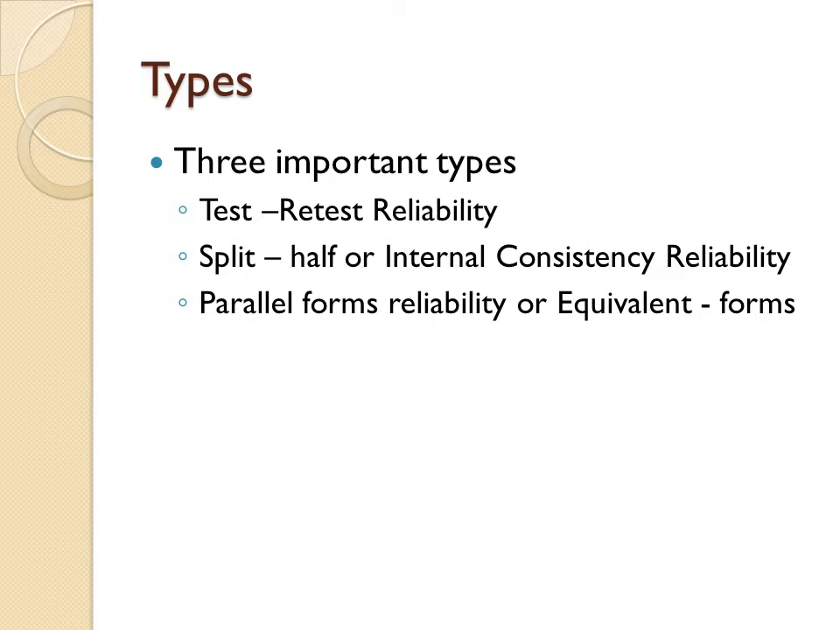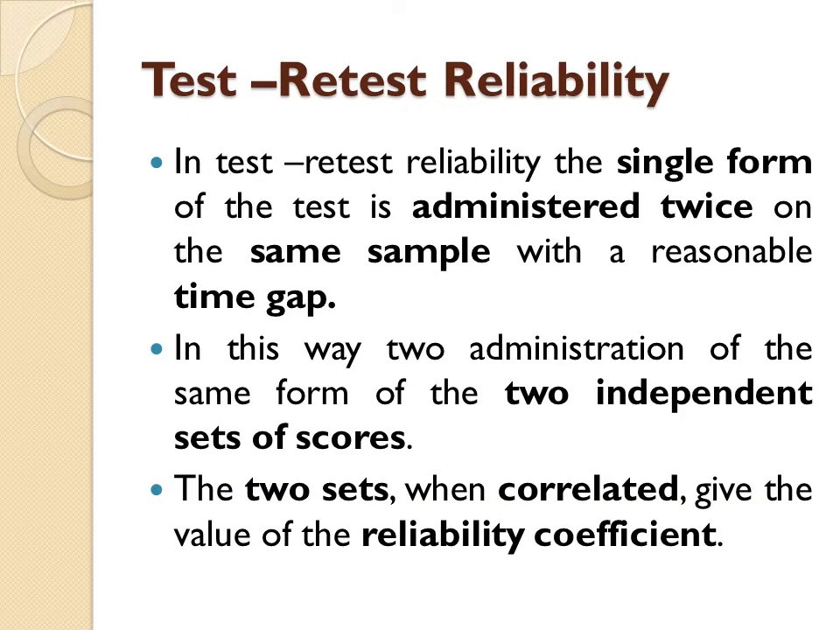The split half pertains to the performance of the test items if it is consistent with other test items. And then the parallel form reliability focuses more on the whole test if it is consistent. All right, so again, we have the three types: the test retest reliability, the split half or internal consistency reliability, and the parallel forms reliability or equivalent forms. Now let's go to it in depth.